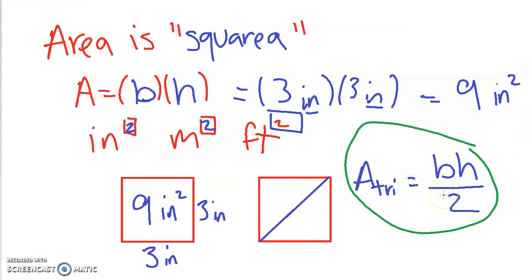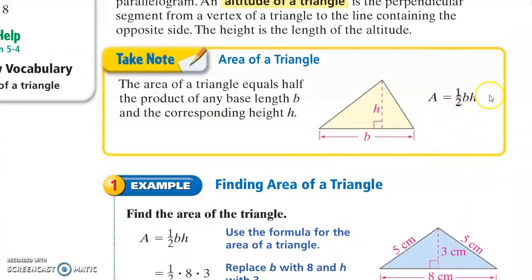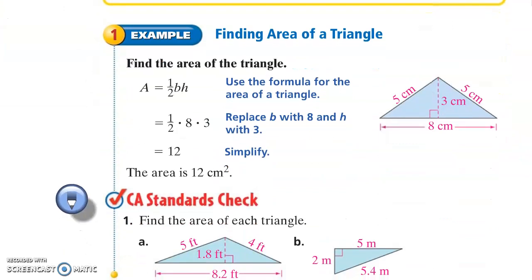Base times height divided by 2, because this is a little bit more like what we use when we cross cancel, but this means the same exact thing: 1/2 times base times height. Let's go ahead and look at the first example. Find the area of this triangle.